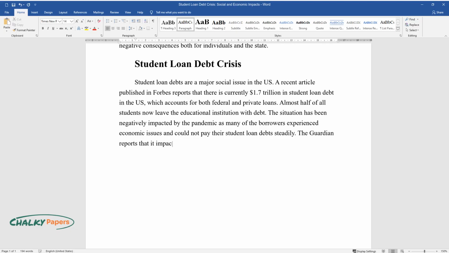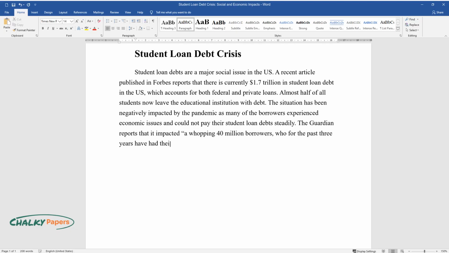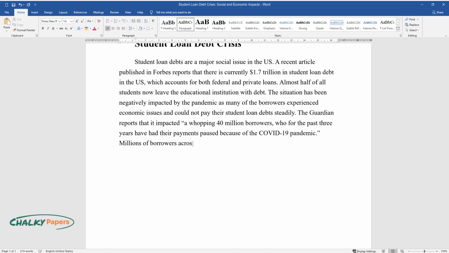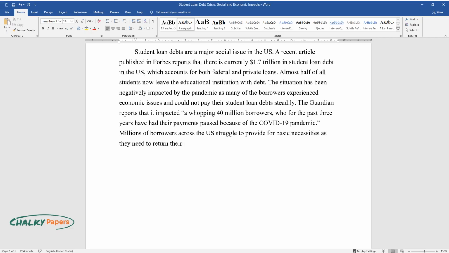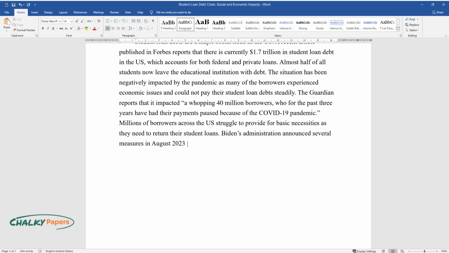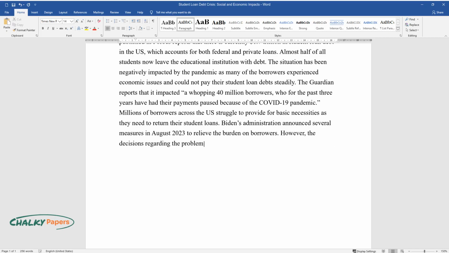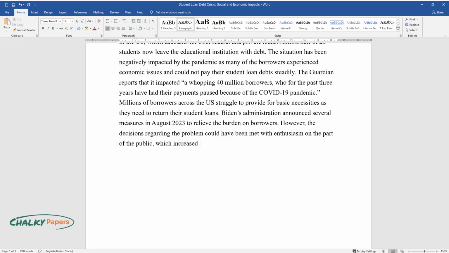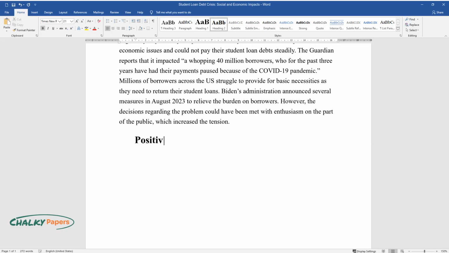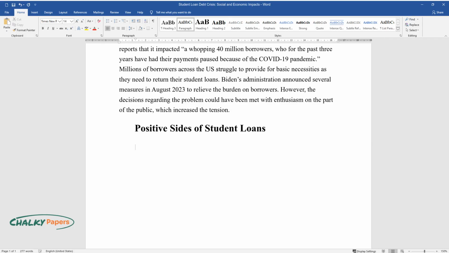The Guardian reports that it impacted a whopping 40 million borrowers, who for the past 3 years have had their payments paused because of the COVID-19 pandemic. Millions of borrowers across the U.S. struggle to provide for basic necessities as they need to return their student loans. Biden's administration announced several measures in August 2023 to relieve the burden on borrowers. However, the decisions regarding the problem could have been met with enthusiasm on the part of the public, which increased the tension.